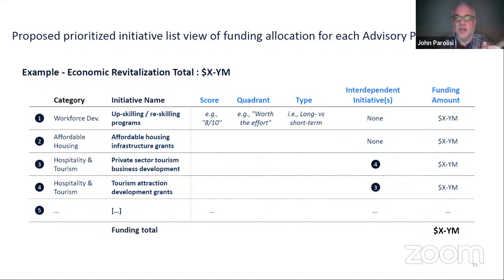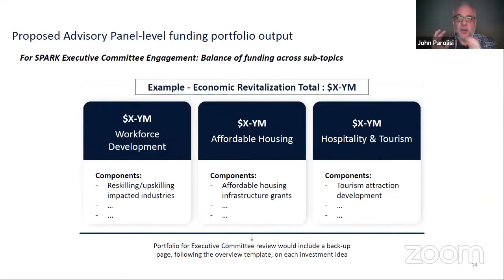And one other point I'd make on the previous slide, we don't need to go back to it, is that each advisory panel would also submit a list of ideas that really didn't even make it through as viable ideas, just so that the Spark Committee can see the ideas that didn't make it through that first tranche of the funnel. So for the viable ideas, being able to show how those ideas scored. And the next slide is the ultimate, here's the portfolio being put forward.